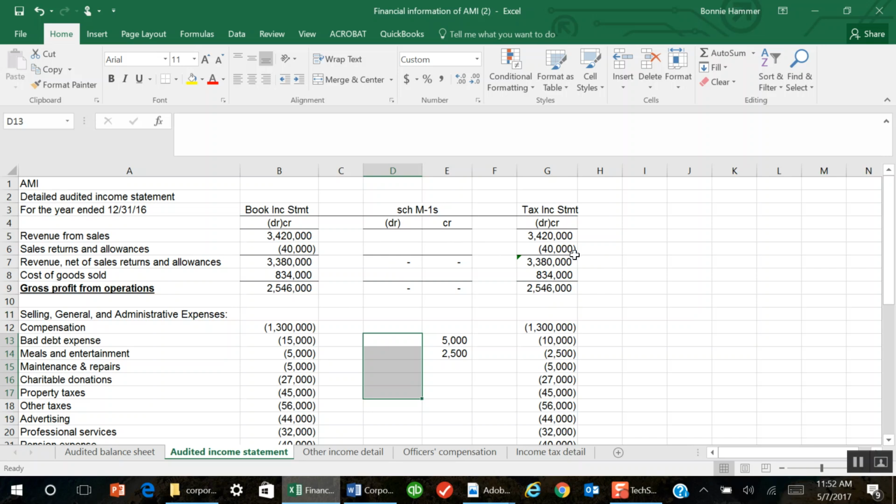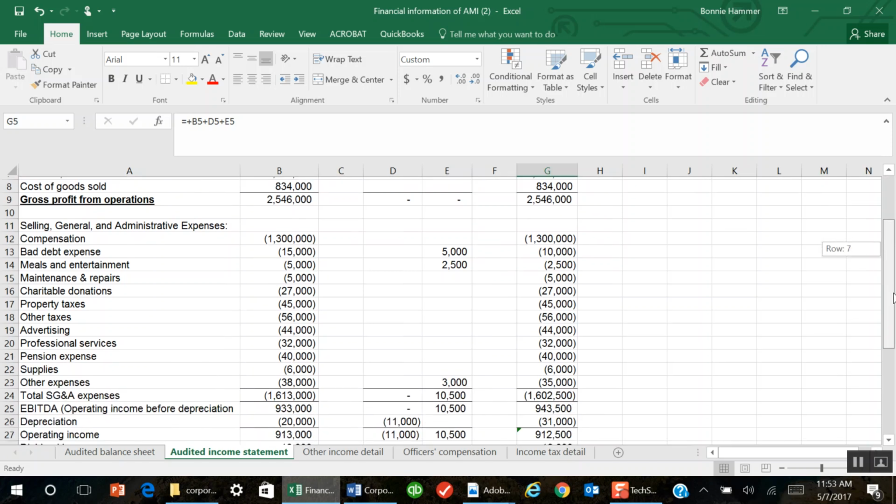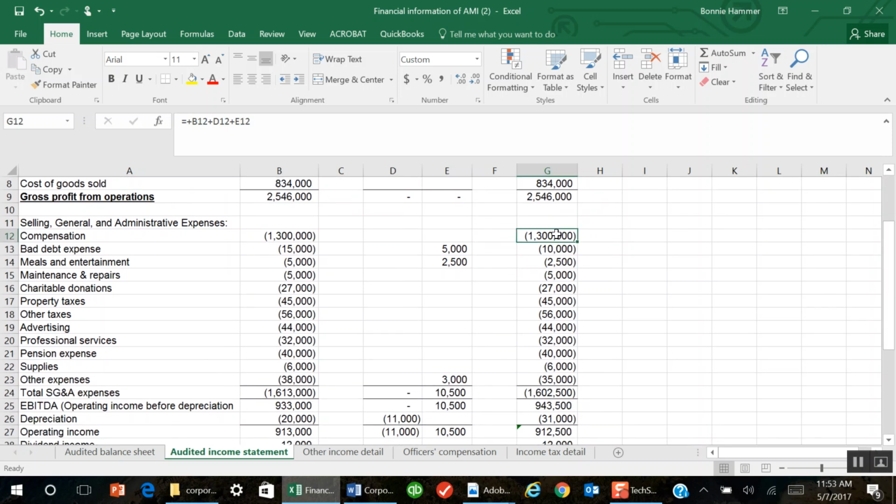We actually don't have any M1s or any book tax differences between revenue from sales for book purposes and revenue from sales for tax. Same with the returns and allowances, no book tax differences. Same with cost of goods sold, no book tax differences. So this is what I wanted to see on your return, and most people had this on their return. Now, going down to the expenses, no book tax differences between compensation for books and compensation for tax.